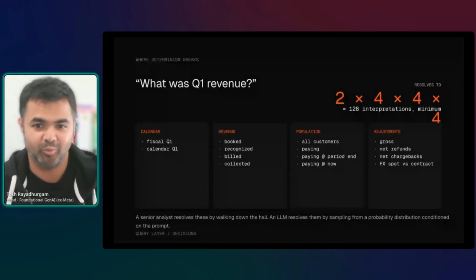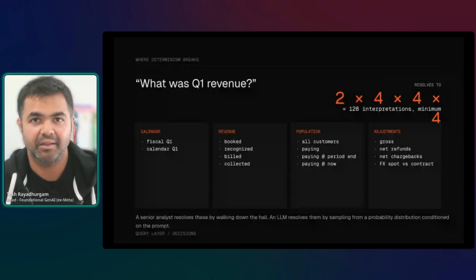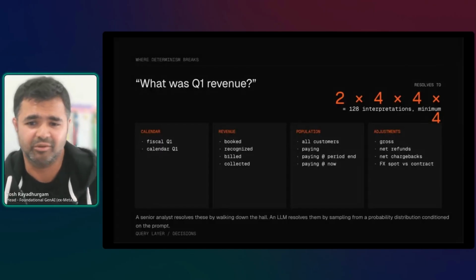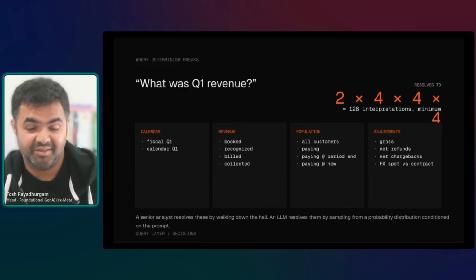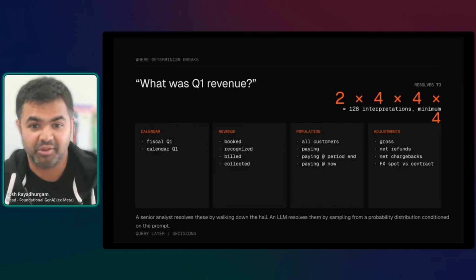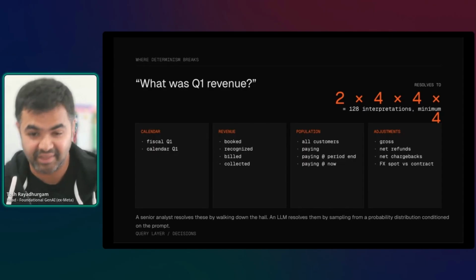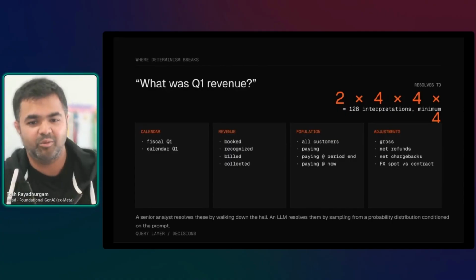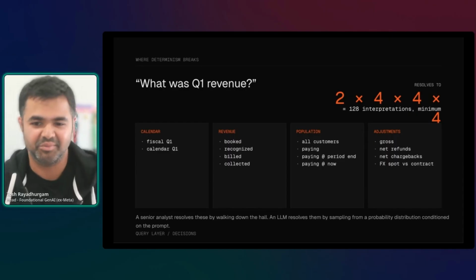Similarly, revenue, right? What do you mean by revenue? Is it booked? Is it billed, right? If you take a look at a SaaS company, these can differ by maybe 10 to 20% at the end of any quarter, right? Similarly, if we think about customers, is it paying customers at the end of the period or paying customers right now? I think you get the sense, right? So when you multiply this out, it's something like 128 interpretations, at the minimum, right?